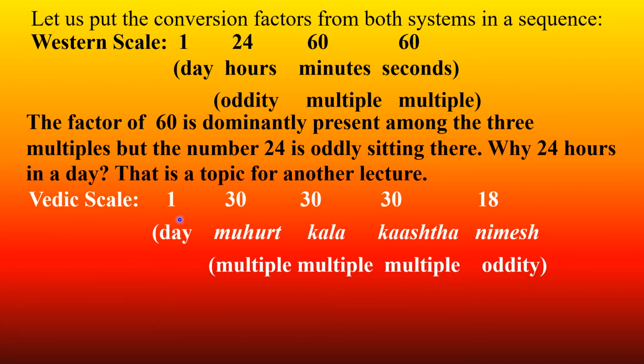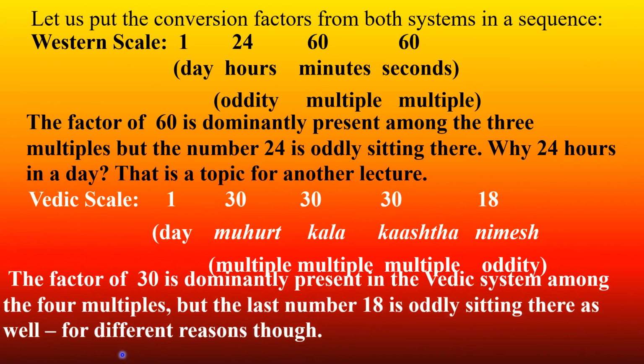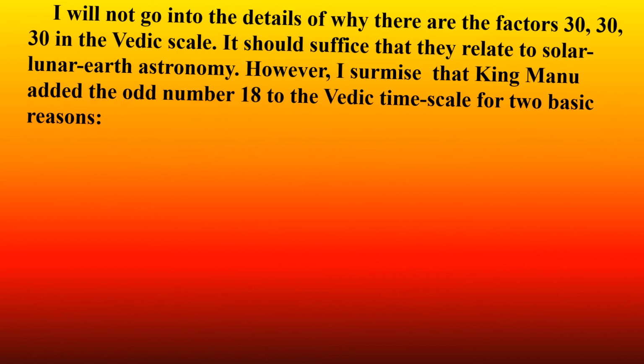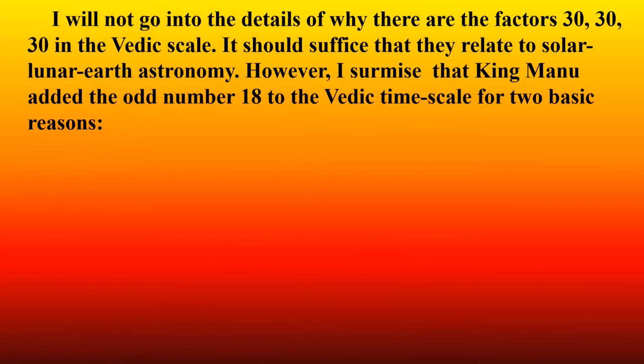Vedic scale gives 1, 30, 30, 30 and 18: day, muhurt, kala, kashta, nimesh. The factor of 30 is dominantly present in the Vedic system among the four multiples, but the last number 18 is oddly sitting there as well, for different reasons though. I will not go into the details of why there are the factors 30, 30, 30 in the Vedic scale. It should suffice that they relate to solar, lunar, earth astronomy.